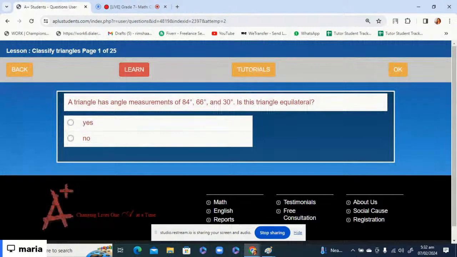A triangle has angle measurements of 84, 66, and 30. Is this an equilateral triangle? No, as we know that in an equilateral triangle all sides are the same.